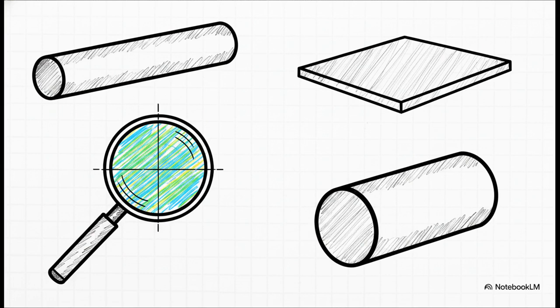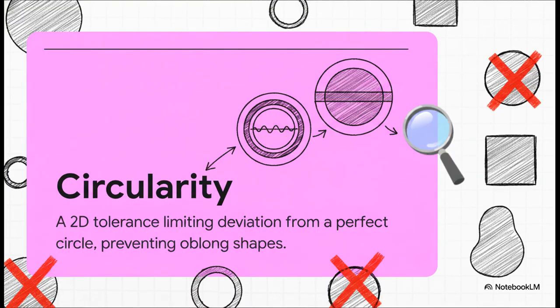But today, we are laser-focused on circularity. Okay, so circularity is a 2D tolerance, and the standard defines it in a really elegant way, actually. Think of it simply as straightness that has been bent into a circle. It defines exactly how close your circumference needs to be to a perfect mathematically ideal circle.